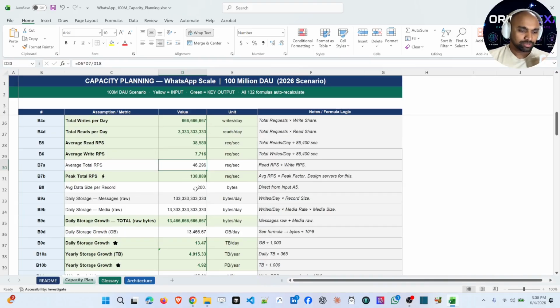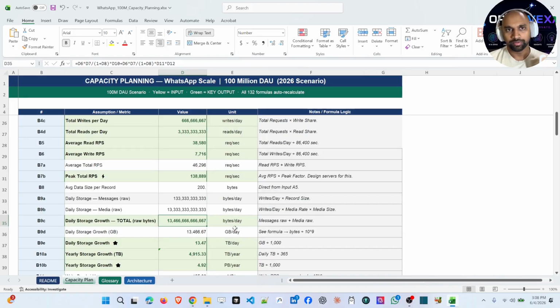Average data size per record we have considered as 200 bytes. So the daily storage measurement will be this many bytes, that is 133 billion bytes per day. Raw data storage required is going beyond a trillion, and data growth will be this much trillion bytes per day.